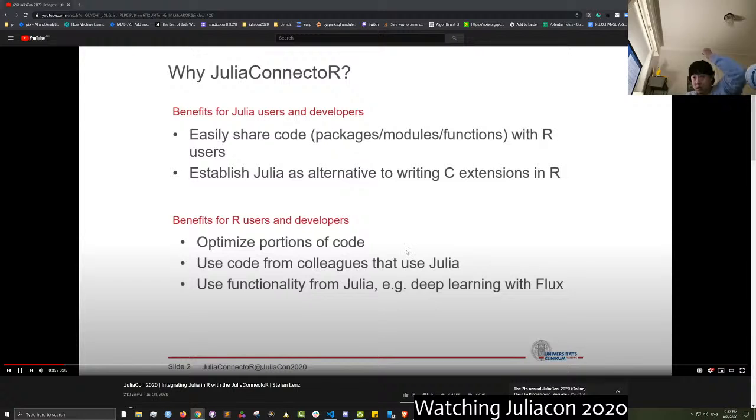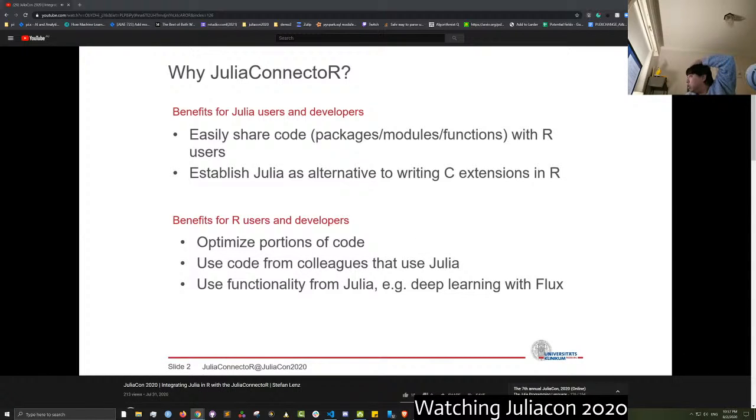Integrating Julia in R is also interesting for Julia users because it allows them to share their code easily with R users. Making the gap between Julia and R smaller also helps to establish Julia as an alternative to writing C code. R users can also benefit, of course. If an R developer wants to write some algorithm that will be too slow in R, but does not want to switch to Julia entirely, he or she can optimize only portions of the code using Julia. An R user that collaborates with Julia users can simply access their code or any other Julia code.